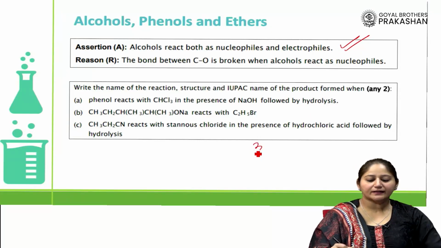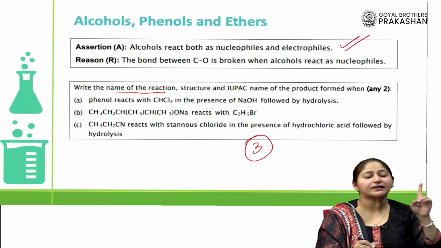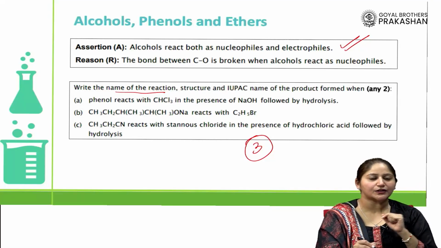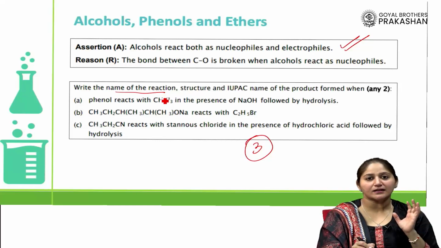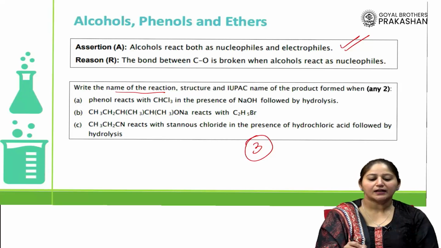After that, there is a 3-marker question where you have to write the name of the reaction. As I was saying, name reactions are very important from organic chemistry. So you can clearly see here, a name reaction has been asked. Write the name of the reaction. Then the structure of the product and its IUPAC name.